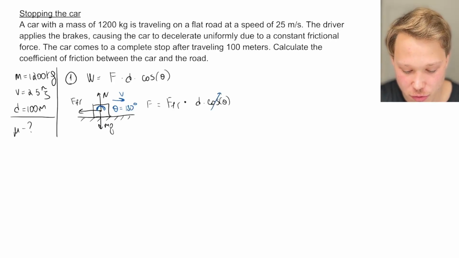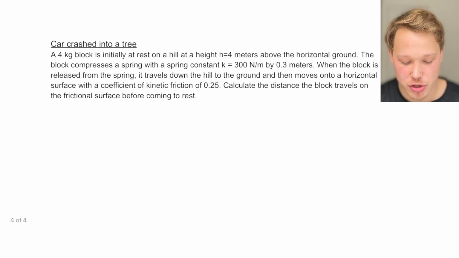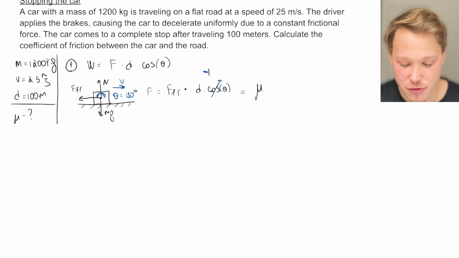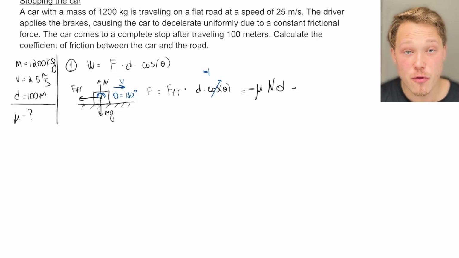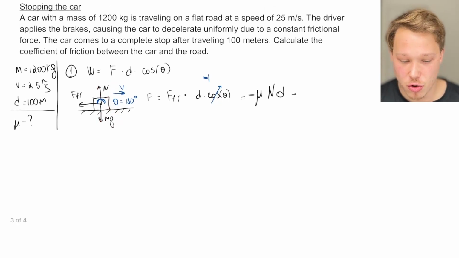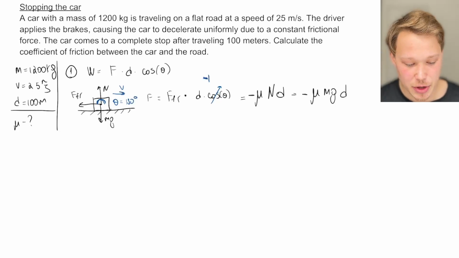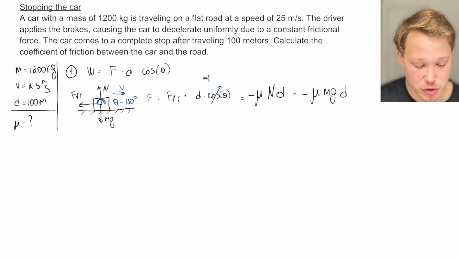So this cosine of 180 degrees is -1. Friction, as you remember, has a formula of mu times N times the distance, and a negative in the front. And the normal force, as you can see from this diagram, is equal to mg. So it is going to be minus mu times mg times the displacement here. Great. So we took care of the first step, which is solving the work from the first formula.